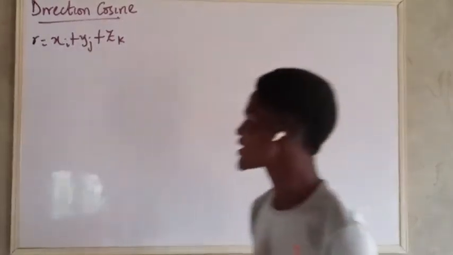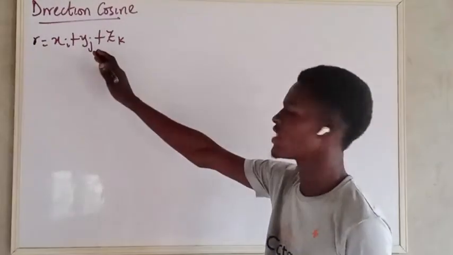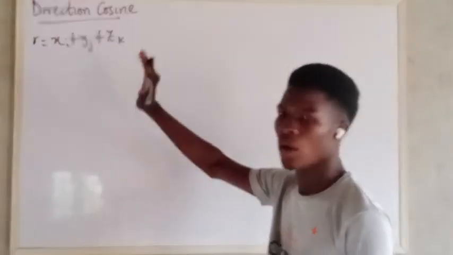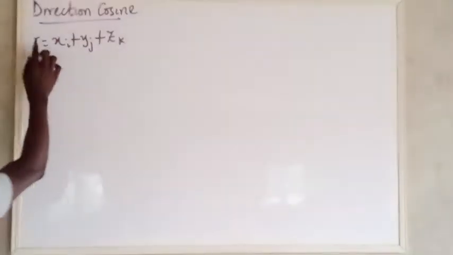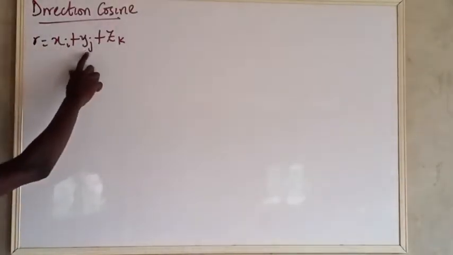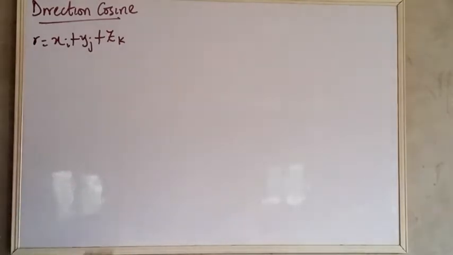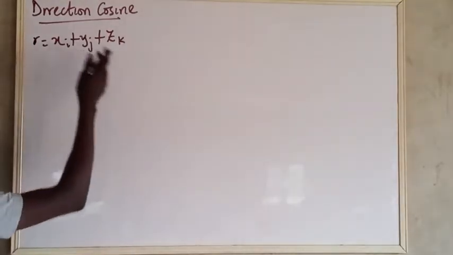Alright, in today's class, I want to show you how to get the direction cosine of a vector, and I'll be showing the proof on some examples in this video. So if I have a vector r equals xi plus yj plus zk, what will be the direction cosine? We are going to have different angles.